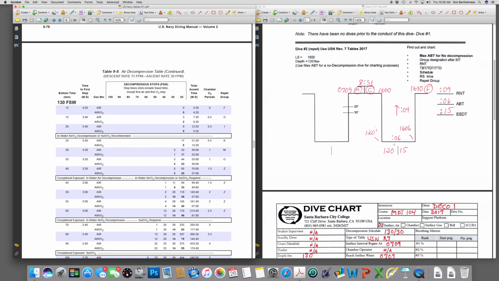Here's your decompression schedule. We'll get to all this in a little bit. This here stands for RNT, residual nitrogen time; ABT or ADT, actual bottom time or actual dive time; and equivalent single dive time, or total nitrogen time, which represents the amount of nitrogen in the diver's body that we must account for when we pick our schedule. All right, let's get started with this.